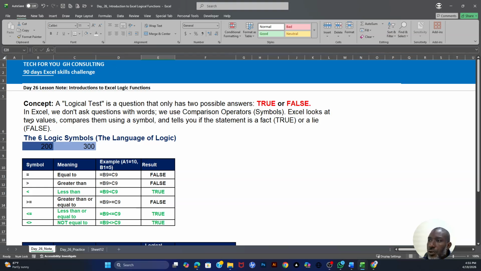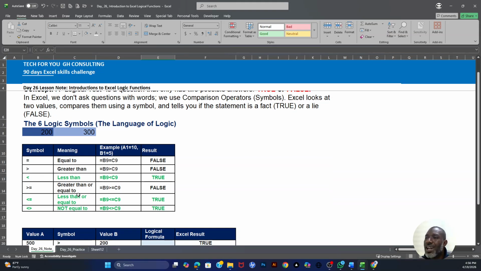In Excel, we don't ask questions with words. We use comparison operator symbols to ask those questions. Excel looks at the 2 values, compares them using a symbol, and tells you if the statement is a fact, that's true, or is a lie, which will be false. So we are going to learn these symbols so that we can handle logical statements in Excel more precisely and excellently. Now, these are the 6 logical functions that we have.